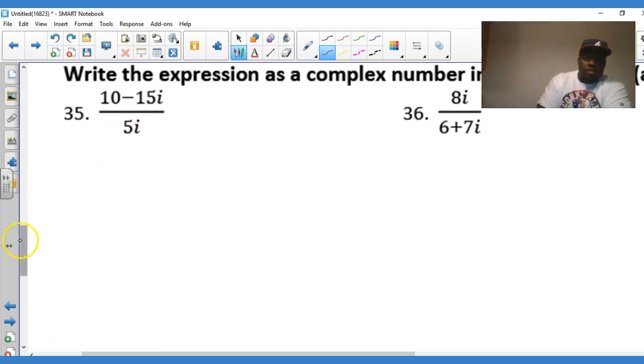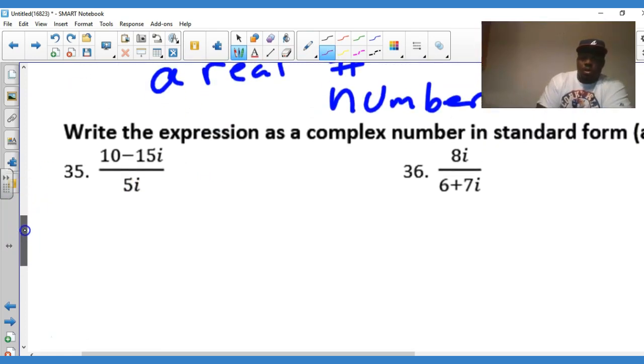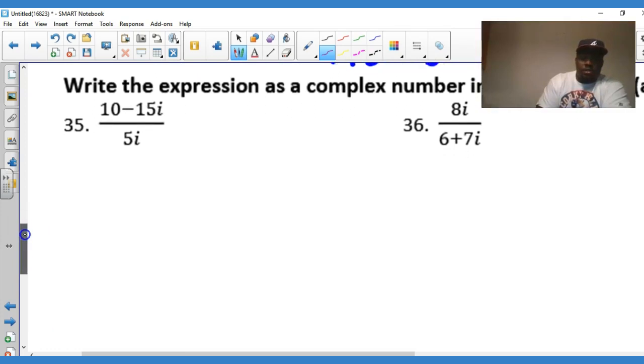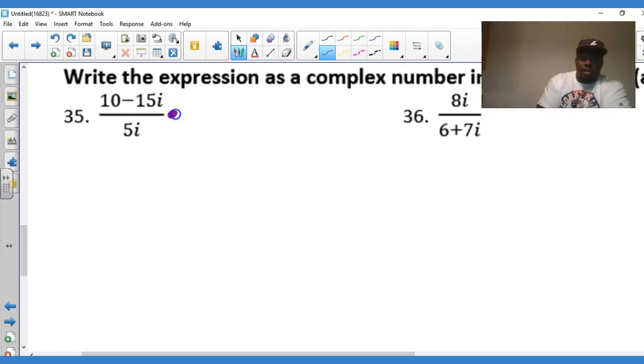Right here, write the expression as a complex number in standard form. Guys, please always find the complex conjugate of the denominator. The denominator is the bottom, not the top, the bottom. So if this is positive 5i, the sign right here is positive, so it's going to be negative 5i. That is the conjugate of the denominator, negative 5i.